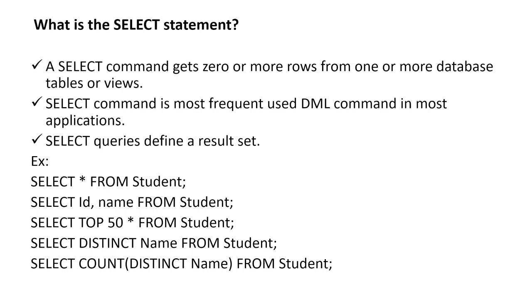We use the select statement in different ways. Select star from student, so it gets all student information. Select ID, name from student, it gets only ID and name from the student table. Select top 50 star from student, it means it gets the first 50 rows from the student table. Select distinct name from student, it gets the distinct students from the student table. Select count distinct name from student, it counts the distinct students in the student table.